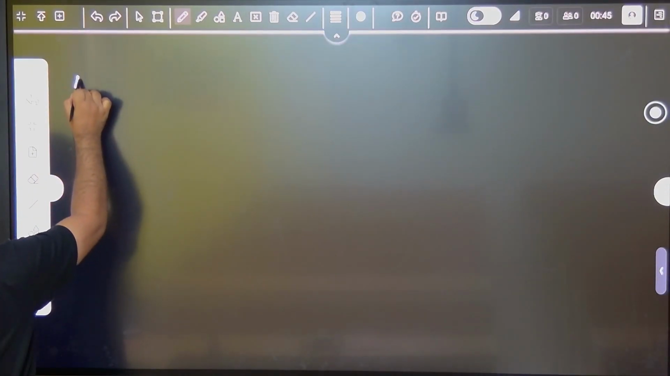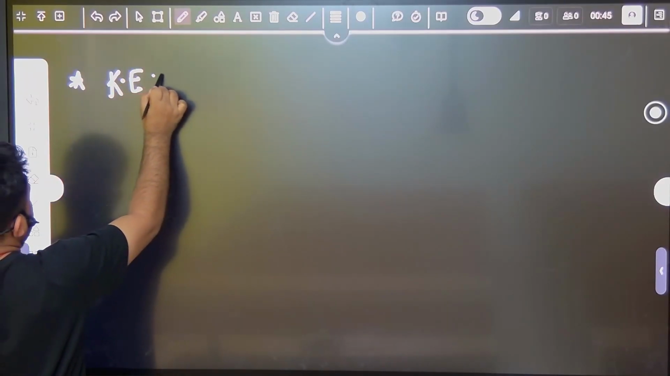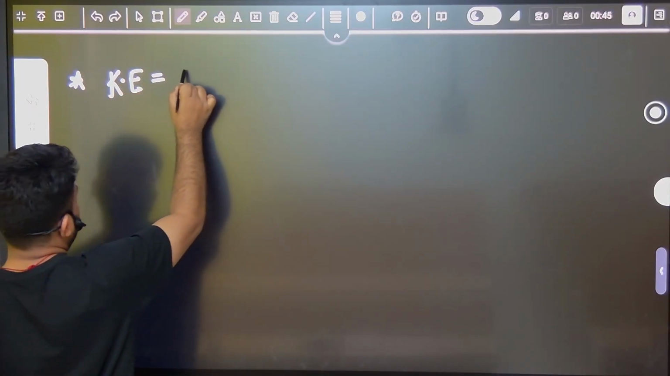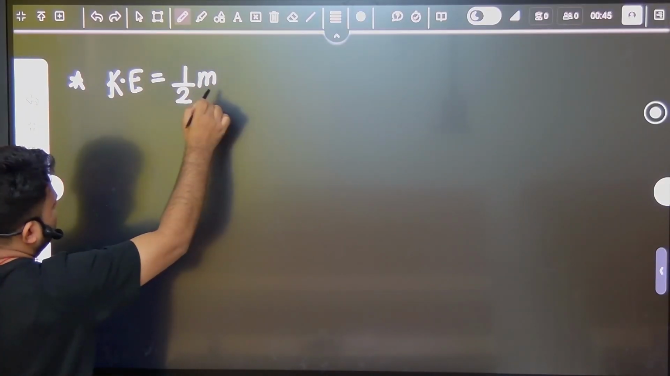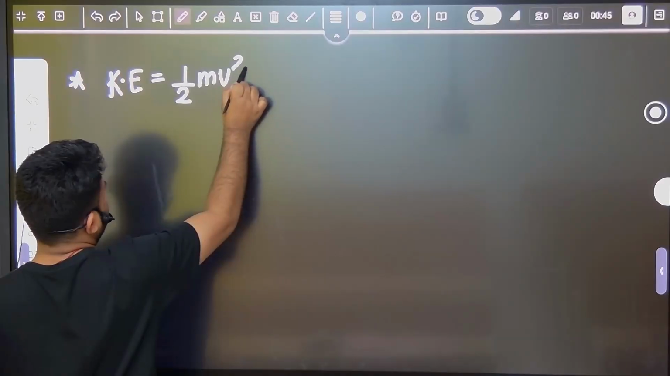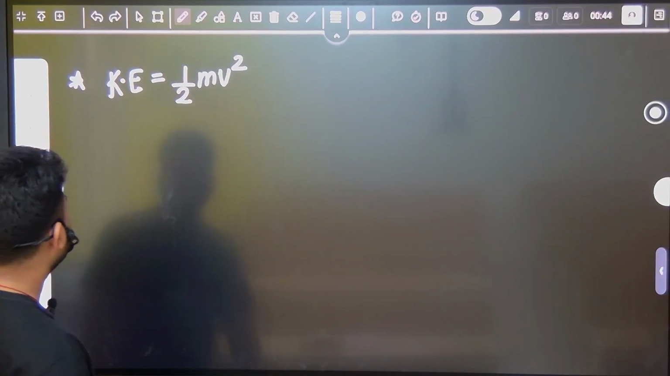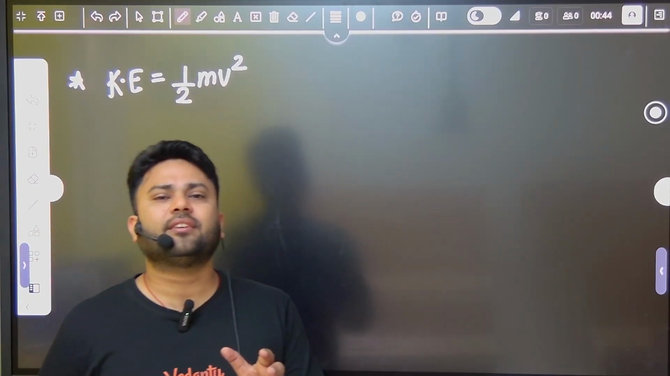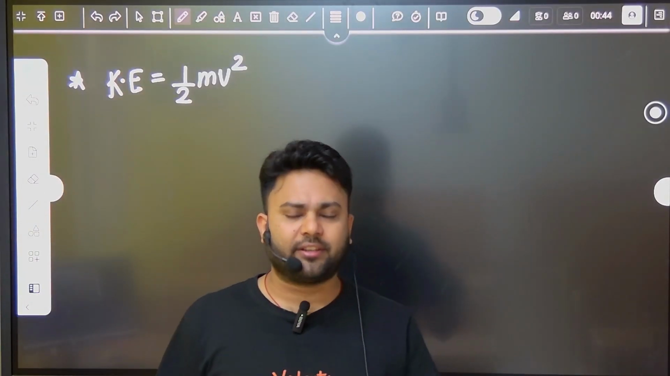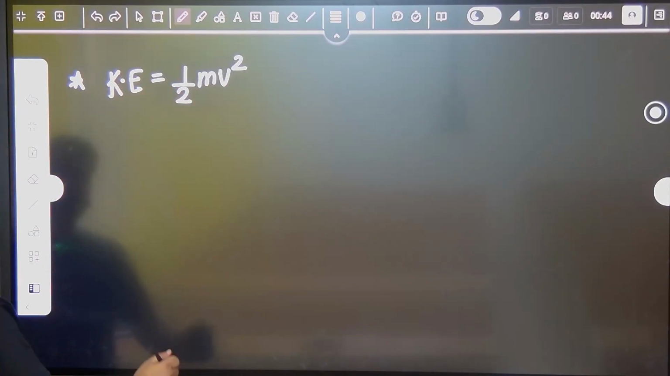Next we have to learn about kinetic energy. So any object which is in motion, which is having some speed v, possesses some kinetic energy, and that is equal to half mass of the object times square of the speed, half mv square. Kinetic energy and all kinds of energy, first of all, are scalar quantities, not vector quantities. So kinetic energy formula is half mv square.